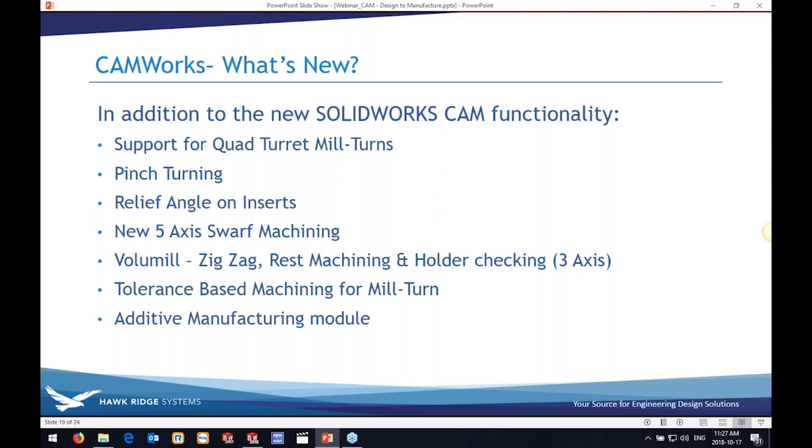Volume mill has a zigzag capability in 3-axis as well as in 2.5-axis. You've got rest machining capabilities now in volume mill and 3-axis, and holder checking, which are fantastic. And you now have tolerance-based machining for mill turn.